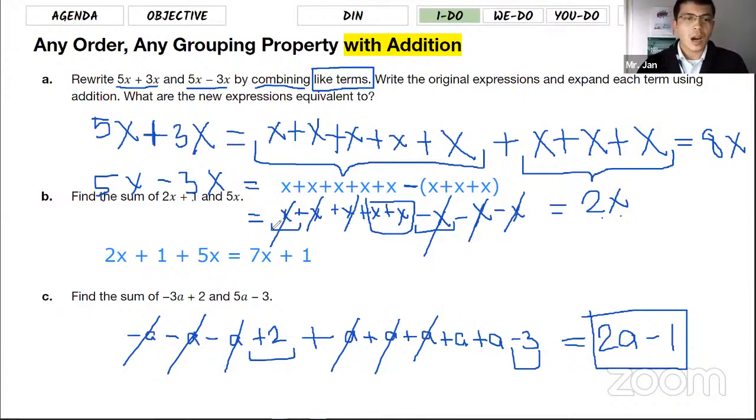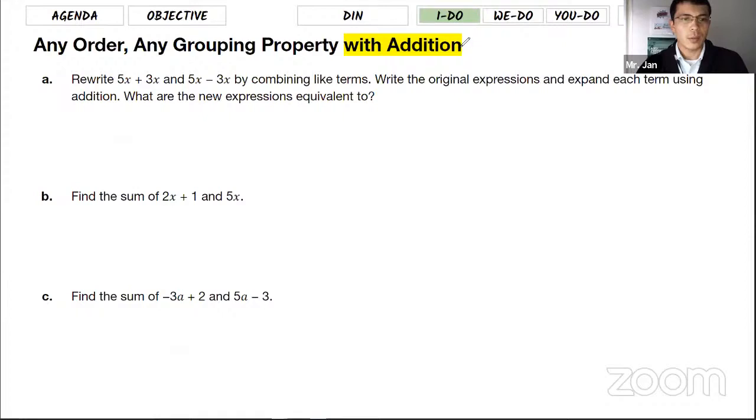This is how we generate equivalent expressions when we have this kind of addition or subtraction. So let's move on. The next slide is actually a trying, so make sure you type your answers in the chat box. I'm going to open it now.